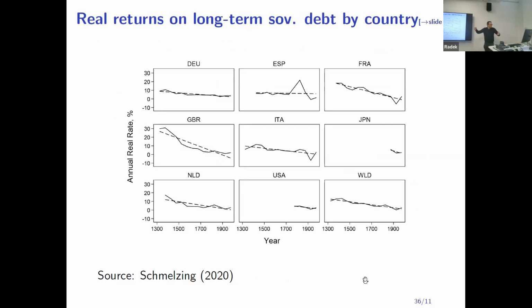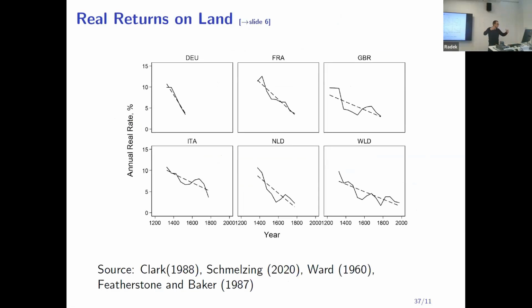Here are real returns on long-term sovereign debt by country: Germany, Spain, France, Britain, Italy, Japan, and India as well. All these are declining over time. You can also look at real returns on land in individual countries. They're also declining over time.